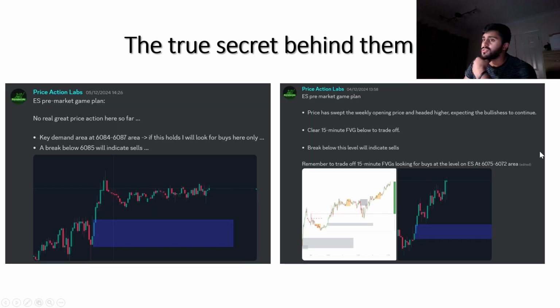Another example we'll look at, our last example, is understanding that behind every single trade, there's a level, and the levels are the most important.